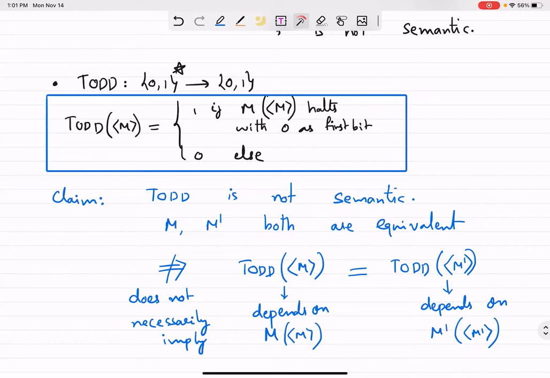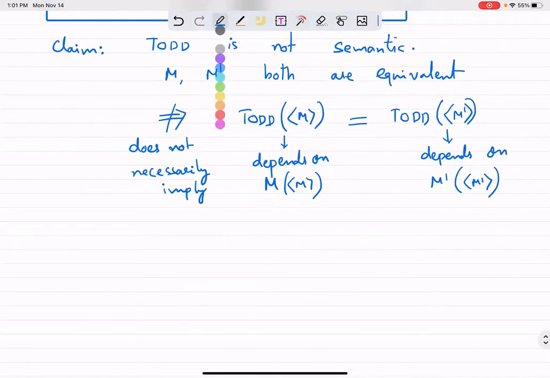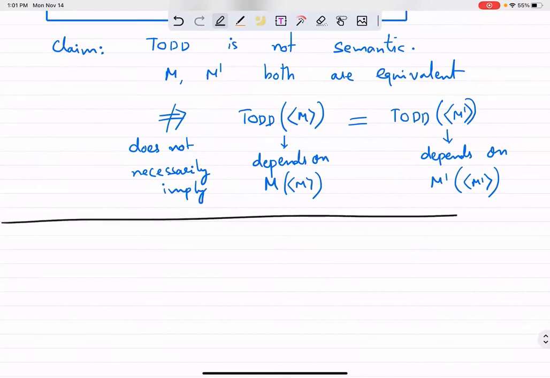As a thumb rule, if your property is looking at the source code, like does the source code have a variable name or something, then it's not semantic. And by and large, in most applications in security, programming languages, and so on, you're predominantly interested in semantic properties. Any questions about the definition of semantic?